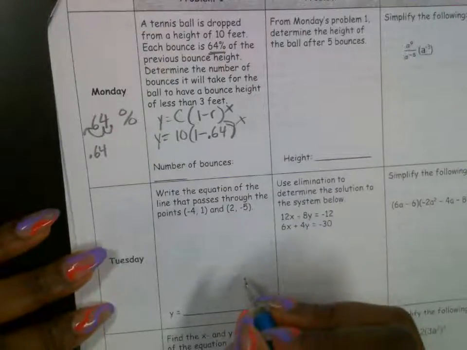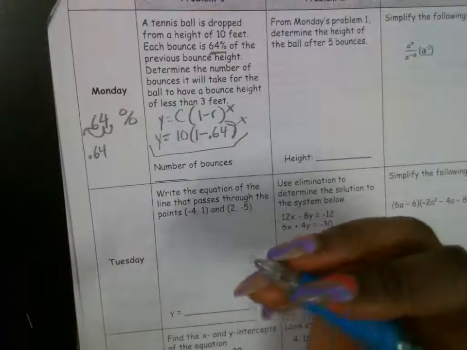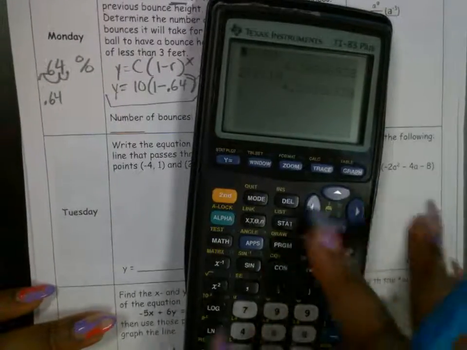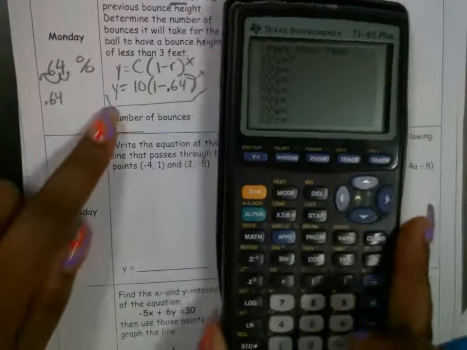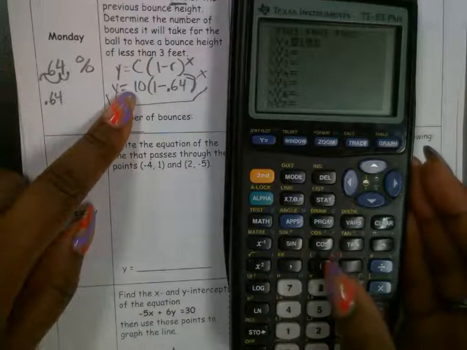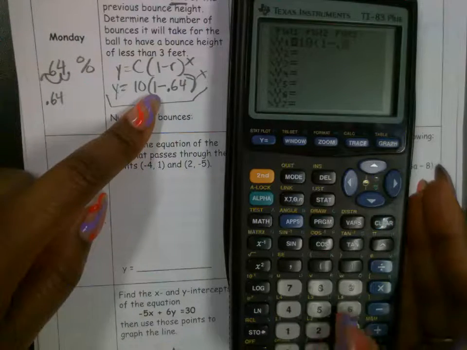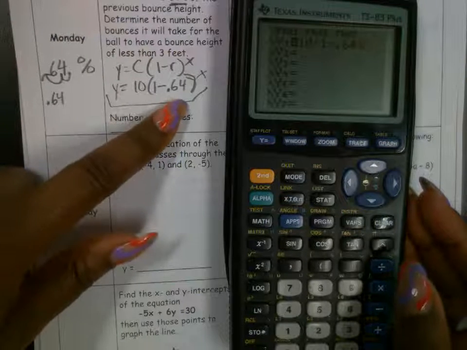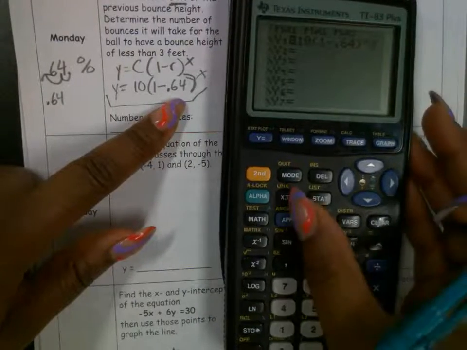So now we want to know, we're going to type this in our calculator, and go to our table function to see the number of bounces when it gets under 3 feet. Where do we go to type in an equation? Y equals. I'm going to clear my calculator and go to y equals and type in the equation. I have 10, parentheses. I could have simplified this. We got 1 minus 0.64. And then the caret key, this is the exponent, x power.